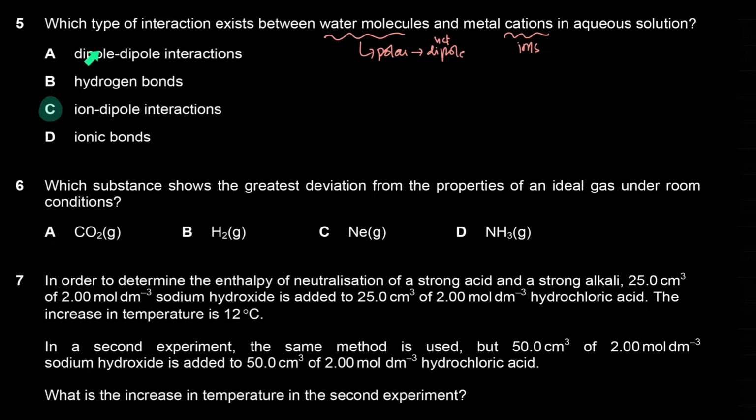It's not dipole-dipole because metals have their ions; these cations are ions, so it's not dipole-dipole. Metals don't have hydrogen bonding, and we know that obviously water doesn't show ionic bonding.